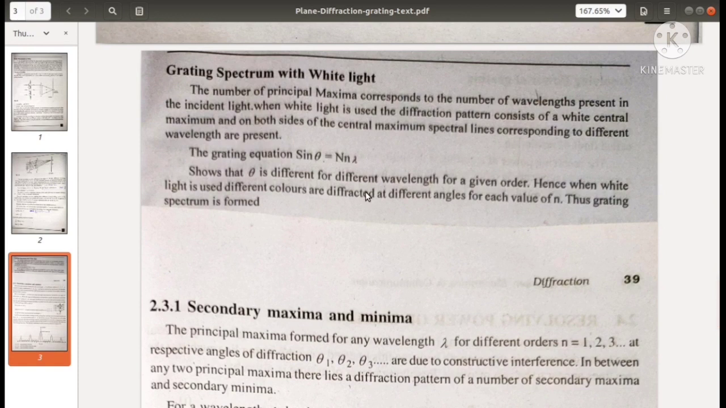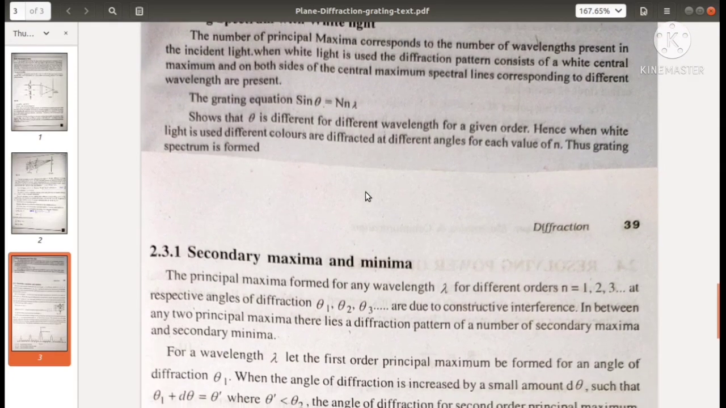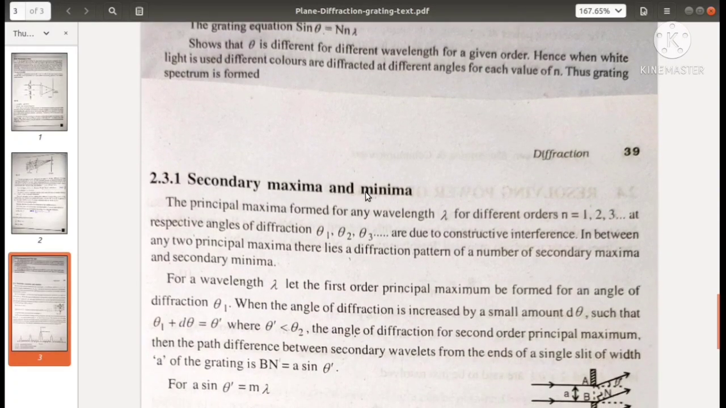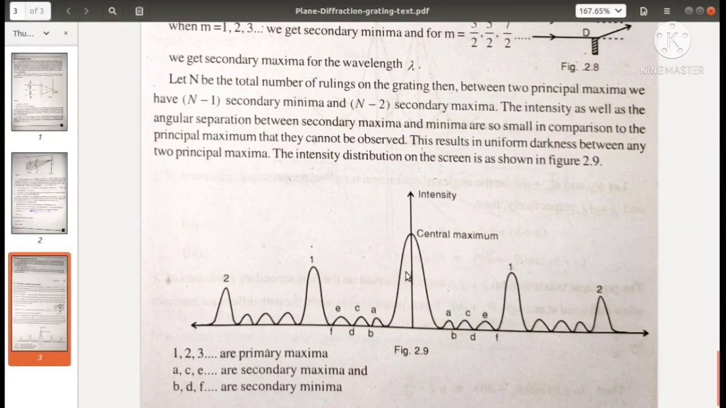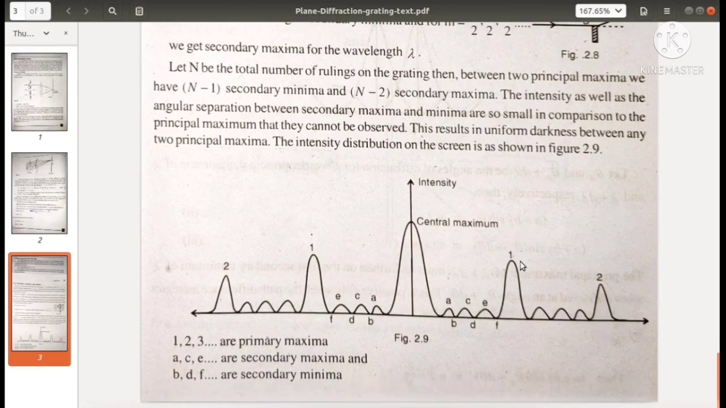So we will get different order colored spectrum on either sides of the central white point. In addition to this, if you draw the intensity pattern of this diffraction grating, we will get a graph like this. This is intensity. At the central point we will get maximum intensity. This is the central maximum intensity point, and these marked 1, 2 on either sides represent the principal maximas.